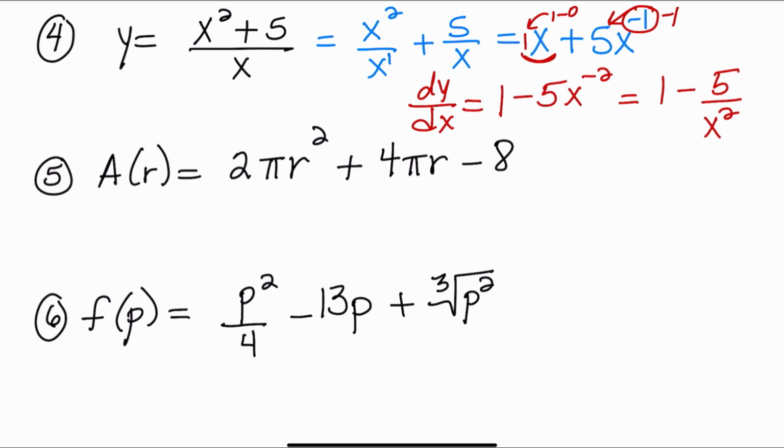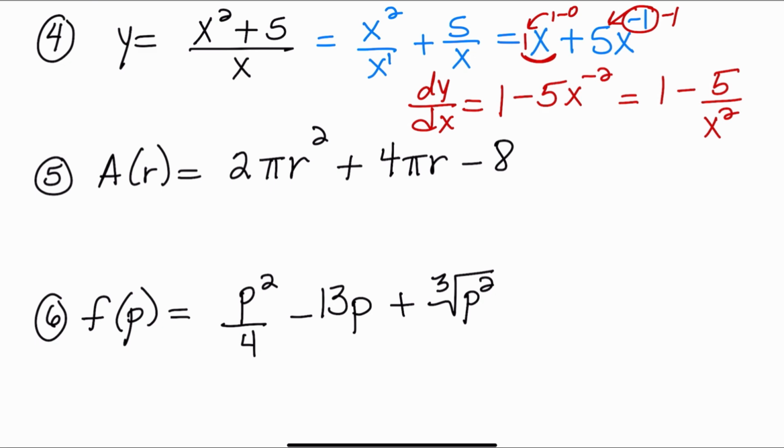Let's look at question number 5. Question number 5 is interesting because this is A of r. And notice that the variable here is r. A lot of times students are so used to working with x's and y's that they kind of freak out when they see another variable that's not x or y. But in this case, my variable is r.